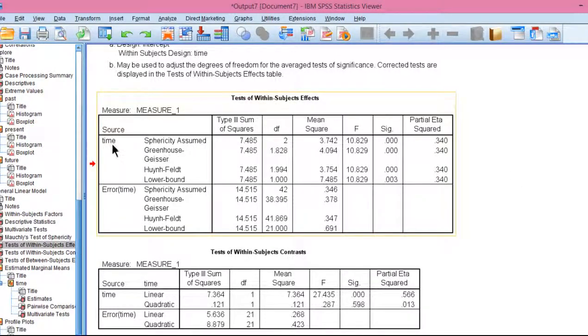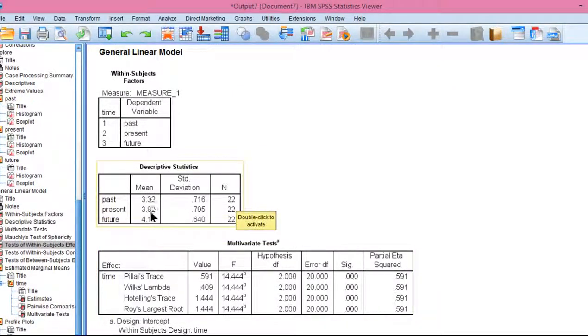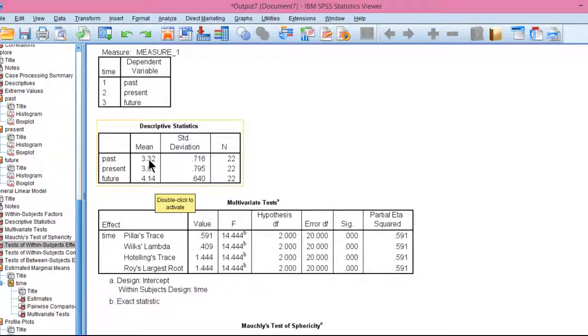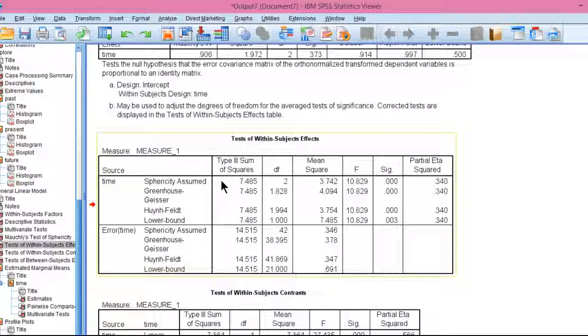And here is the analysis, time, sphericity assumed, an F-value of 10.83, and the p-value significance is less than 0.001, so I've rejected the null hypothesis. Had this p-value been greater than 0.05, I wouldn't have rejected the null hypothesis. So these three means, the null hypothesis of equal means has been rejected. Again, we don't know which comparisons are statistically significant, but we know that at least one comparison will be.